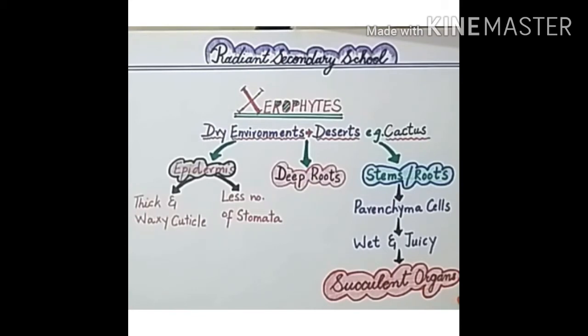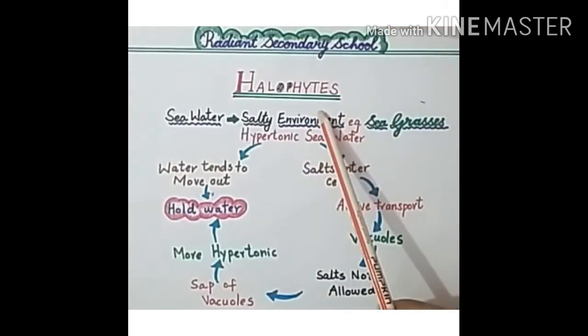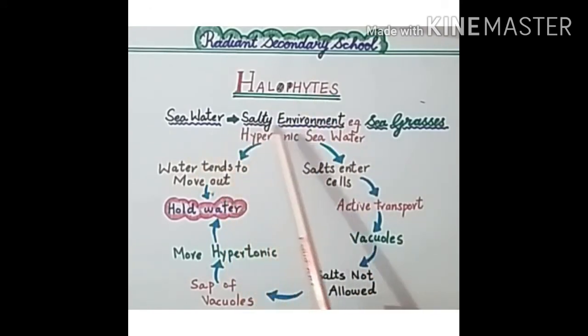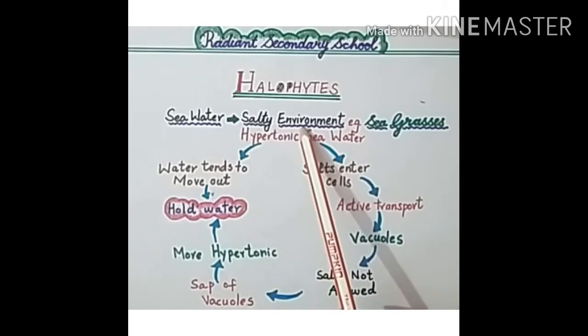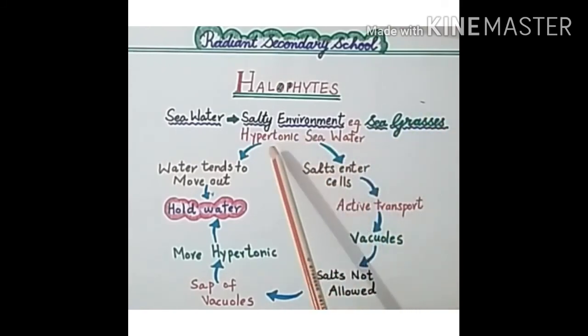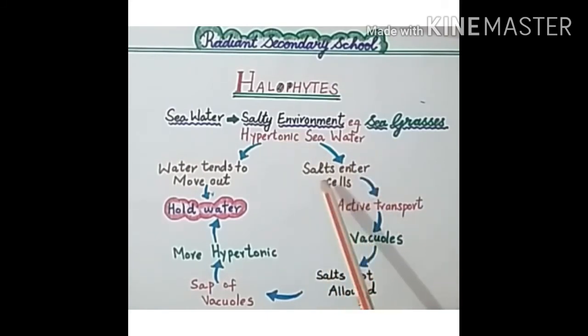Now we will discuss the third and the last example of the types of plants, halophytes. The third type of plants are halophytes. Halophytes are the plants which are adapted to live in seawater, that is salty environment. The common example of halophytes are some sea grasses. Students, as you know that the seawater is hypertonic, that is it is having higher salt concentration in the seawater and low salt concentration in the plant cells.